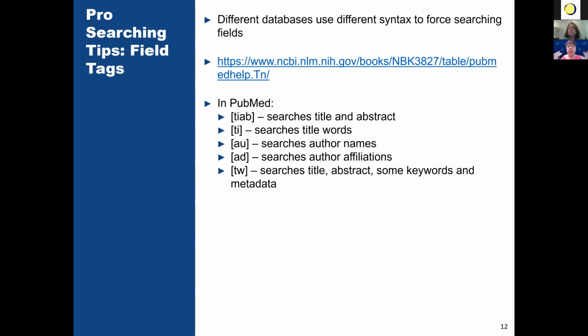And then you could use text words. So if you wanted to search for the word in the title or abstract, you would put TIAB inside the square brackets. If you just wanted to search in the title, or if you wanted to search for an author name or an author affiliation. So for all articles written by Vicki Lowe when she was working at Hopkins, you could say Lowe V[AU] and Hopkins[AD]. And then TW searches the title, the abstract, some keywords, and the metadata.